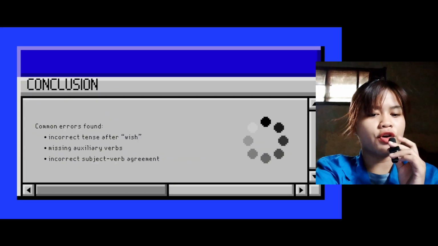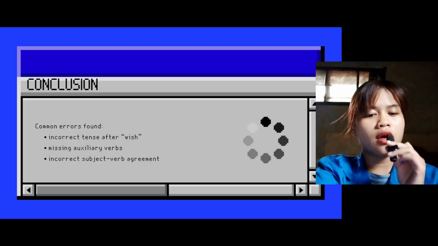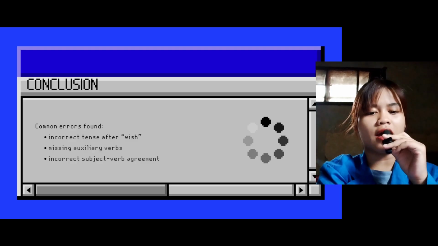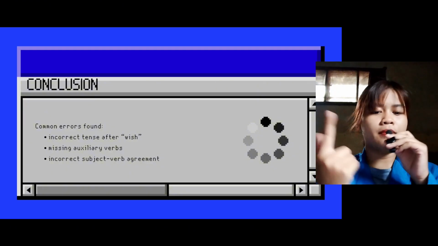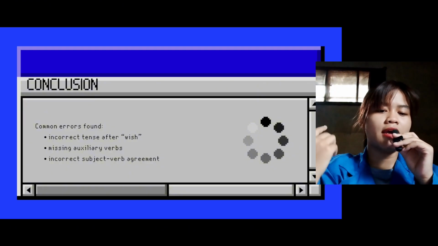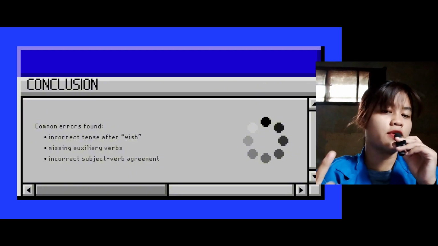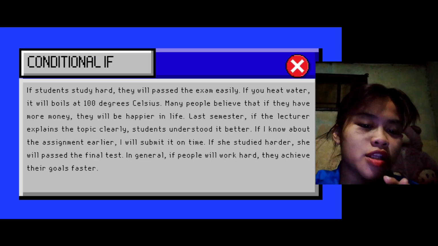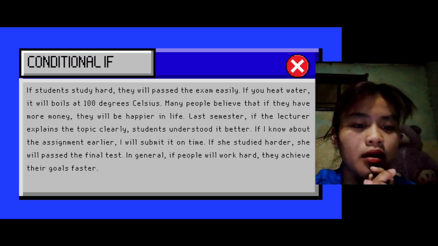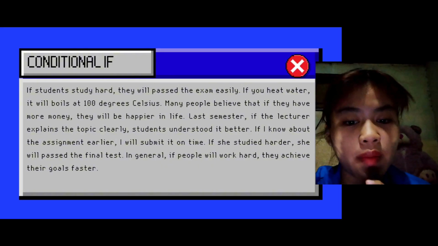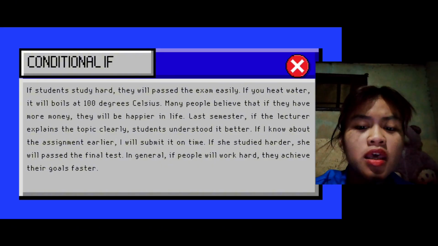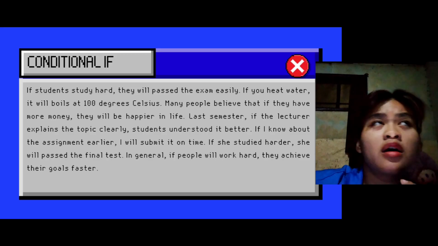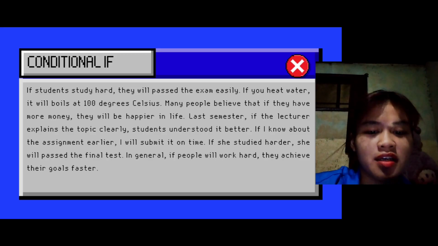So the conclusion for subjunctive wish: common errors found are incorrect tense after wish, missing auxiliary verbs, and incorrect subject verb agreement. Then conditional if. If students study hard, they will pass the exam easily. If you heat the water, it will boil at 100 degrees Celsius.